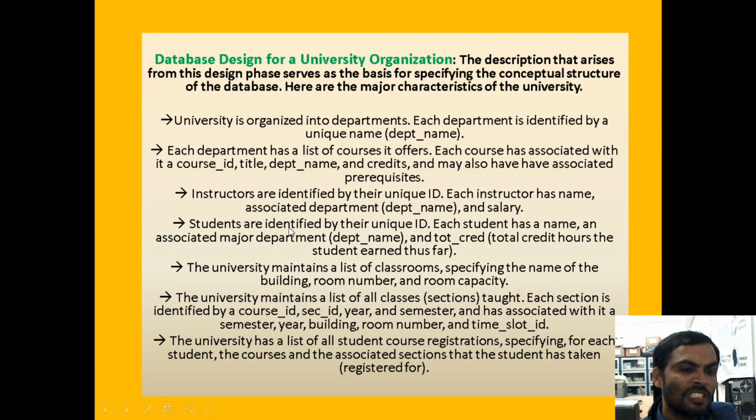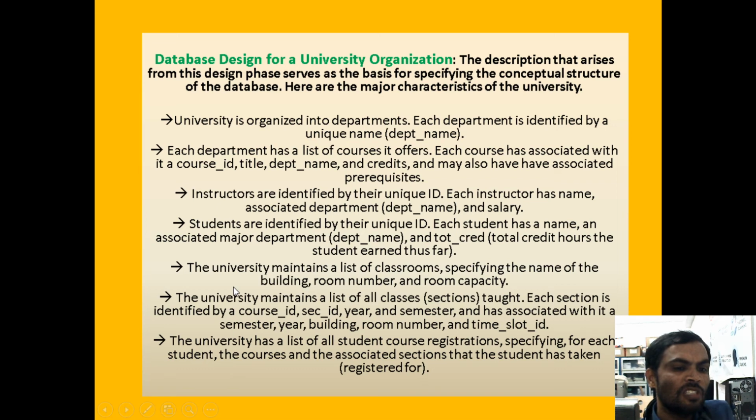Under the student schema, it can consist of a collection of attributes. The attributes are student ID, which is a unique ID, student name, then department name, and total credit hours. These are the attributes.